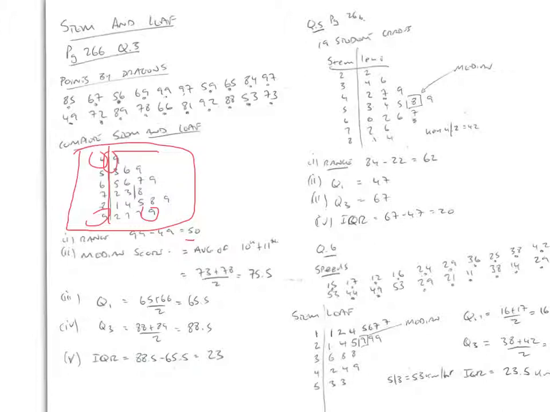It's 50. The median score, well, we have 2, 4, 6, 8, 10, 12, 14, 16, 18, 20 scores. So the median is in the middle of those, the average of the 10th and the 11th. Okay, remember I would say n is 20, plus 1, divided by 2 is 10.5, so it's the average of the 10th and the 11th. So I count up to the 10th and the 11th scores, and I get 73 plus 78. Okay, it's the average there, and that gives me 75.5.